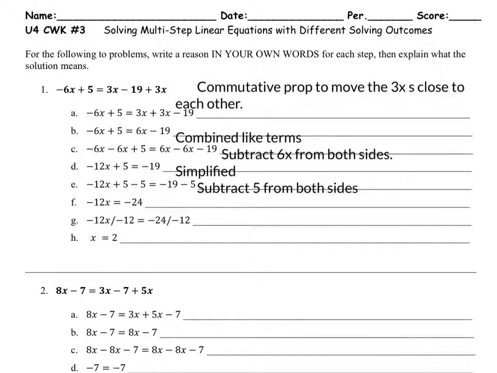Subtract 5 from both sides. And then, again, simplify. And then that gave them negative 12x equals negative 24. They didn't really do anything there. So, yep, they divide both sides by negative 12. And then that gives us the answer. Bam, there it is.